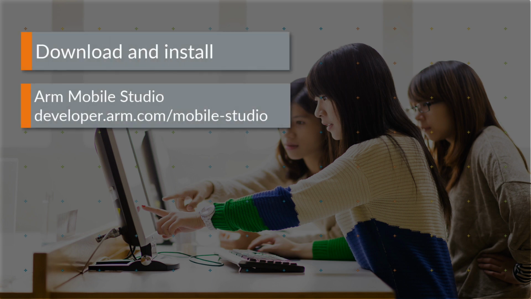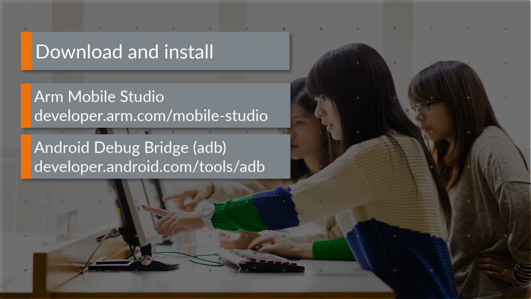Download ARM Mobile Studio from the ARM developer website. You'll need to log in with an ARM account to access the downloads. If you don't already have one, you can create one easily for free. Frame Advisor uses Android Debug Bridge to capture data from your device, so you'll need to install this and add it to your path environment variable.